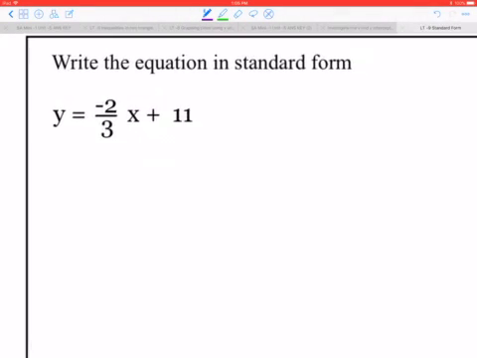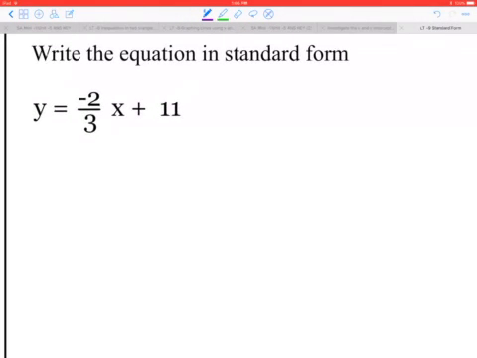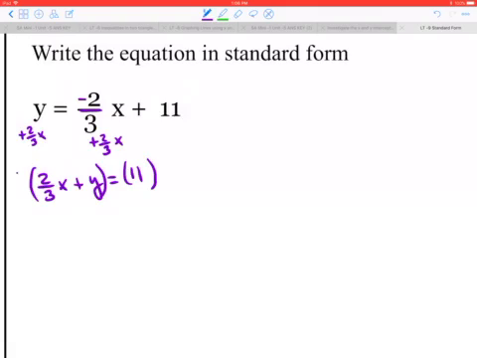Let's do one more example. Here it is in slope-intercept form. Let's put it in standard form. It's a negative 2/3 x, so I'm going to add 2/3 x to both sides. So this is going to give me 2/3 x plus y equals 11. So I've got x and y on the same side, and I want to get rid of this fraction. So I'm going to multiply through by the common denominator of 3.